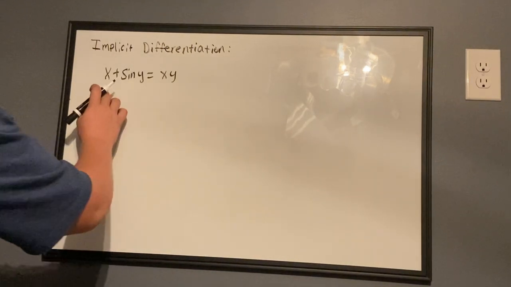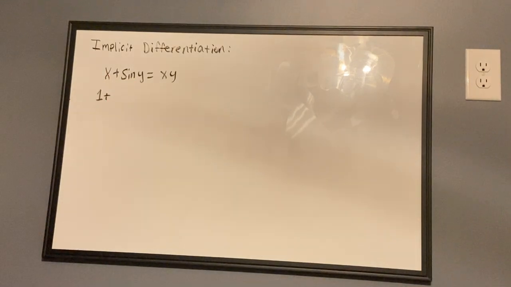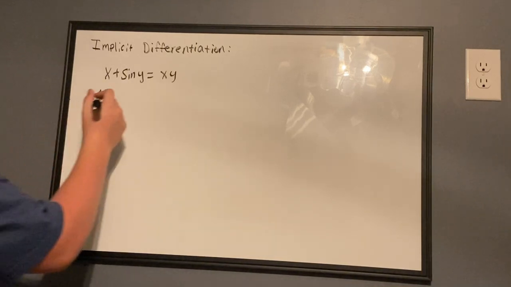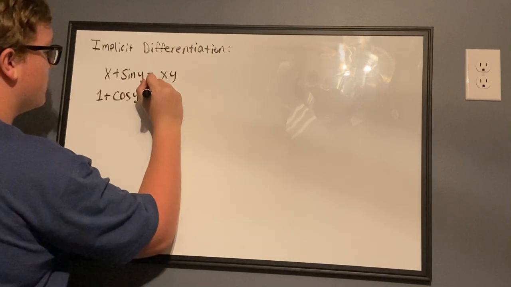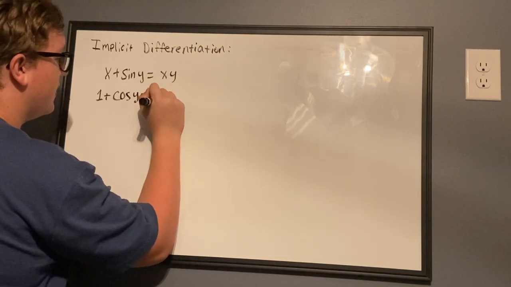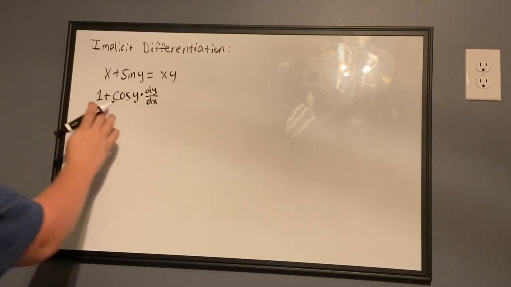So we know the derivative of x, that's easy. We know that's just 1. Plus, well, we have a sine y, so we know the derivative of sine is going to be cosine, so we're going to take the derivative of sine, and that's cosine of y, but don't forget to multiply by your dy dx. You need that here. And that right there is your derivative of the left side.